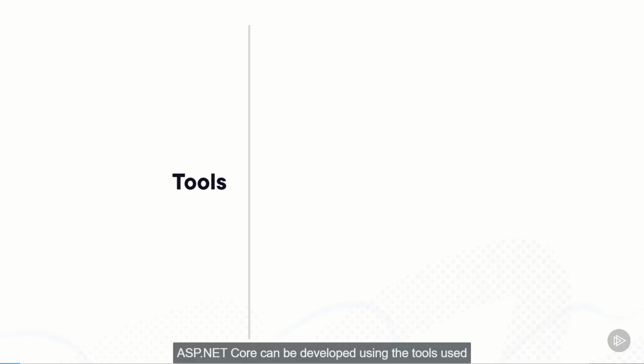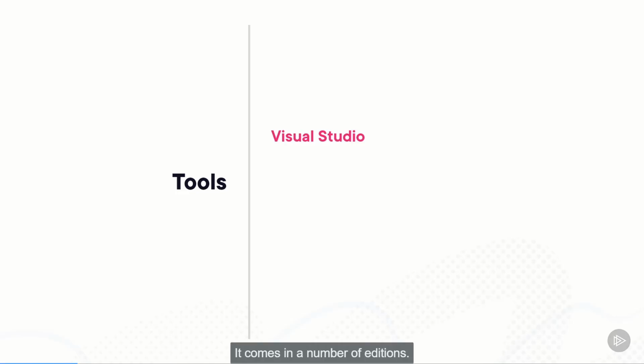ASP.NET Core can be developed using the tools used to develop any .NET application. The most commonly used is Visual Studio by Microsoft. It comes in a number of editions. The downside of Visual Studio is that it only runs on Windows. There is a separately developed Mac version, however, with a slightly different development experience in which not all the features of the Windows version are available.